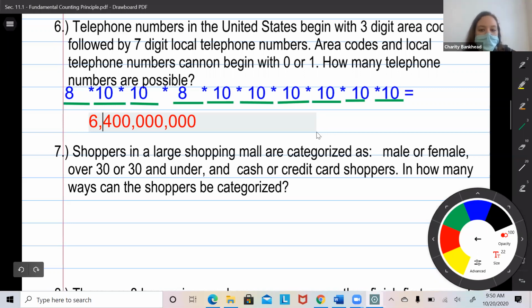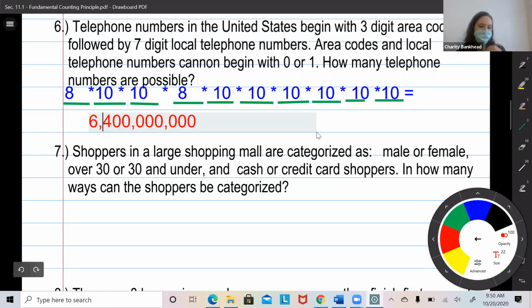And then, so we're talking about a telephone number. So it says the area code. So you've got the 3-digit area code, and then you have the 7-digit local telephone number. It says the area code and the phone number can't begin with a 0 or a 1. So the first digit of the area code has those restrictions, and so does the first digit of a telephone number. So normally, if it can be any number like 0 through 9, that's 10 options, right? So if you take away 2 of those, the 0 and the 1, you're left with 2 through 9 as the options. So that's 8 options.